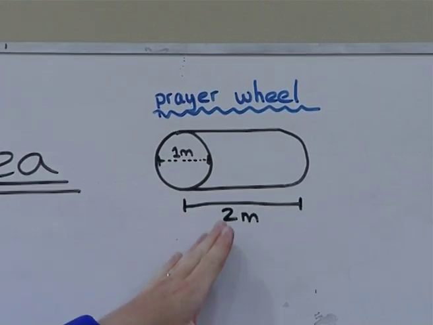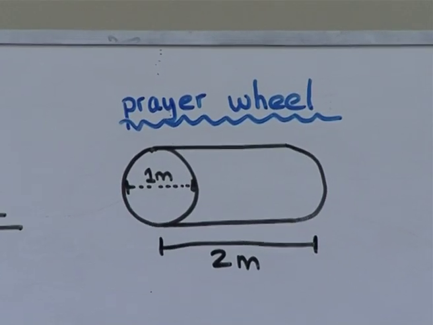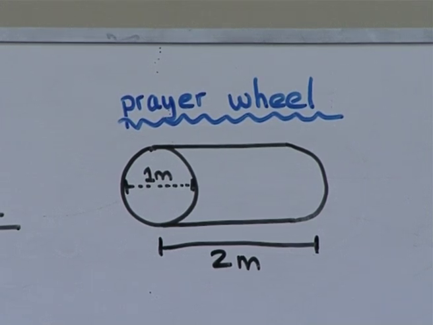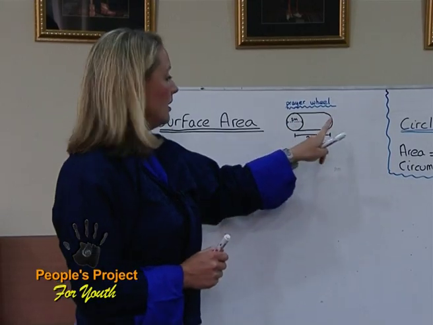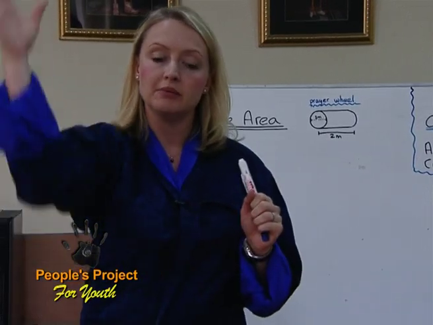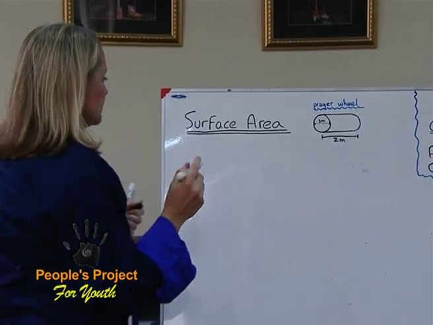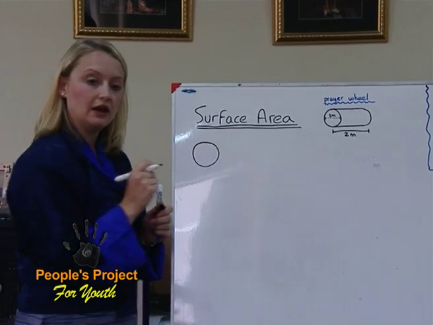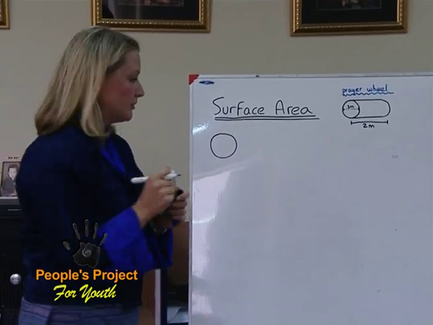So here we have enough information to be able to work out the surface area of our prayer wheel. And in doing so, we can work out how much metal is physically required to make that prayer wheel. So first of all, I'm going to work out the surface area of the two circular parts of the prayer wheel that make the bottom and the top. So let's do that first. So we've got two circles and they are identical and they form the top and the bottom of the prayer wheel.